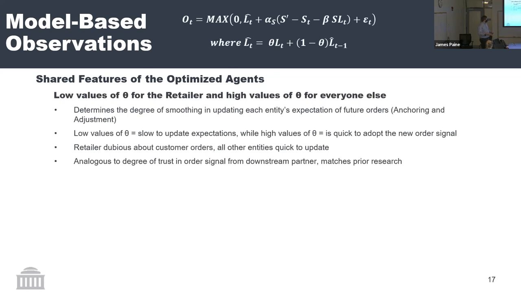So you end up with very low values of theta for the retailer, and you end up with incredibly high values of theta for everybody else. Theta is the rate at which you take an input signal, an order, and you immediately update your expectation for what future orders will look like. When you're within your supply chain, you trust the signals being sent by your supply chain partners as valid and reflective of future demand. When you're facing outside the supply chain, in this case the retailer, you are slow to communicate that perturbation into your supply chain.